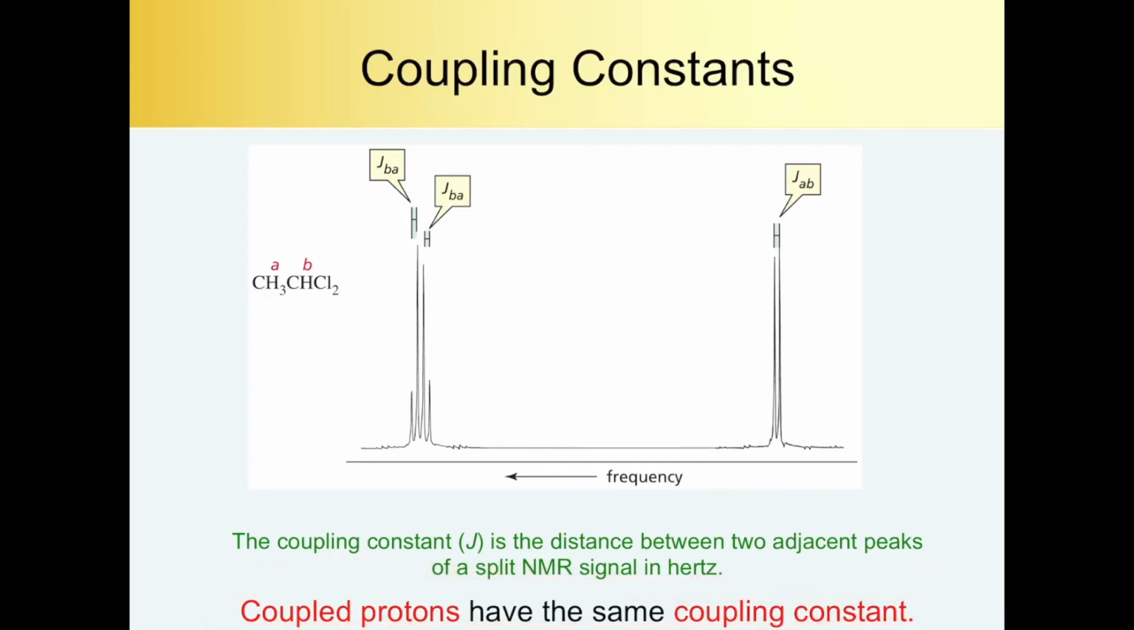What it means is, if I measure the distance between these two peaks or the distance between these two peaks, they are going to be exactly the same. If this is 8 Hertz, this is also going to be 8 Hertz.